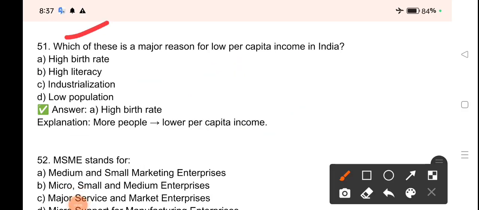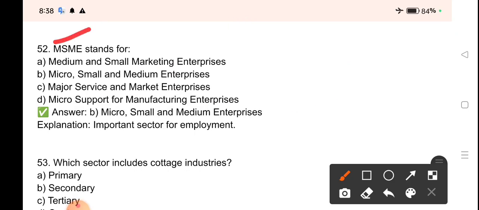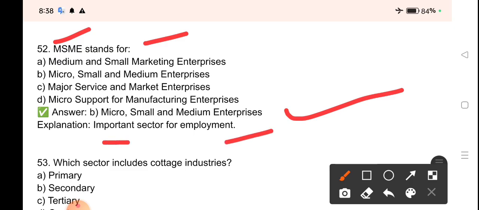Which of these is a major reason for low per capita income in India? High birth rate, high literacy, industrialization, low population. High birth rate. High birth rate is a major reason for low per capita income in India. More people, lower per capita income. MSME stands for Micro, Small and Medium Enterprises. Important sector for employment.